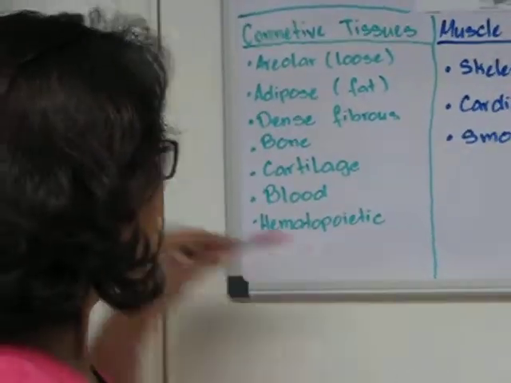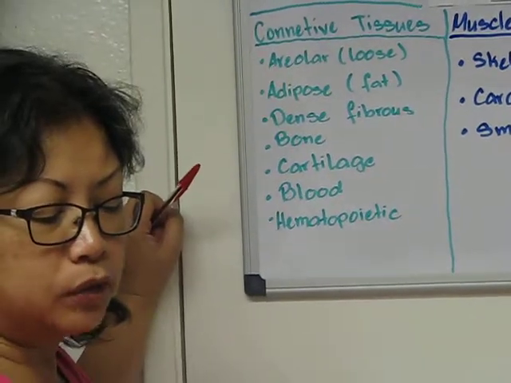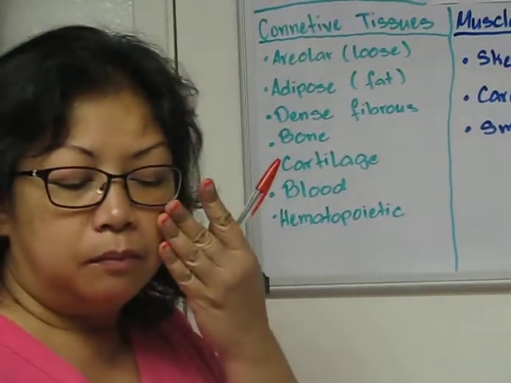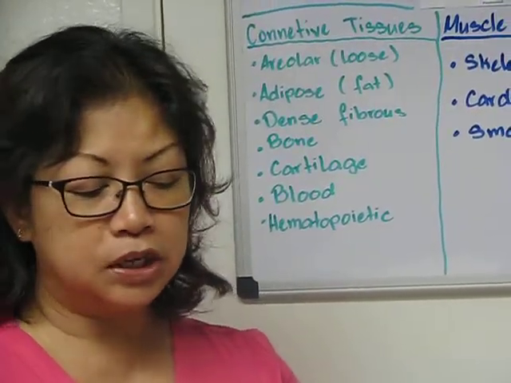Blood. Blood is a liquid matrix with flowing red and white cells. Location, blood vessels. Function, transportation.